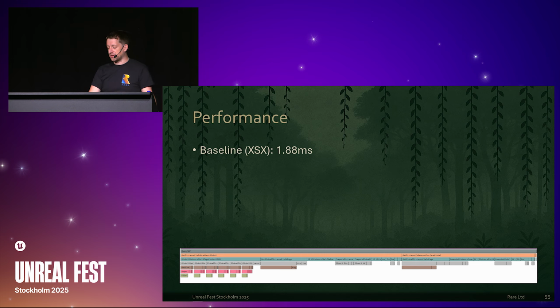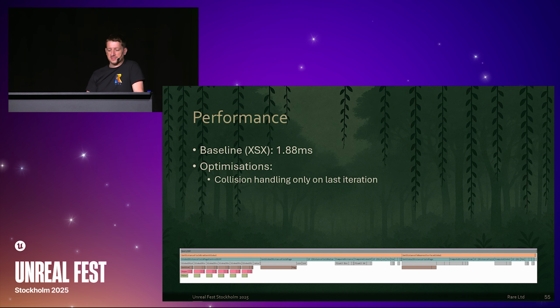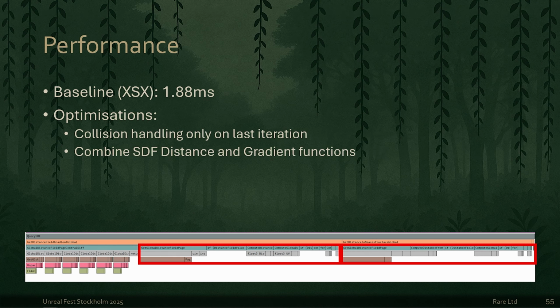Next, if we actually look at the functions in play, we can notice that these two chunks look pretty similar. It turns out that the native collision query Niagara data interface evaluates the signed distance field's distance twice. Once to return the distance and once during the computation of the surface gradient. So by merging these two functions together, we can avoid an extra evaluation.